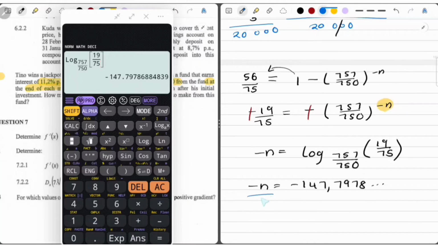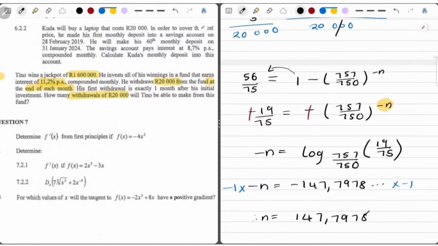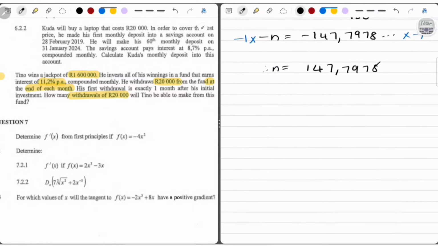I'm just going to go ahead and divide both sides by negative 1, or you can say multiply by negative 1 on both sides. And so I'm saying that positive n is equal to, so times negative 1, of course, is just going to be a positive of whatever you had before. So positive 147.7978. Now let's go back to the question so we know exactly what to tell them.